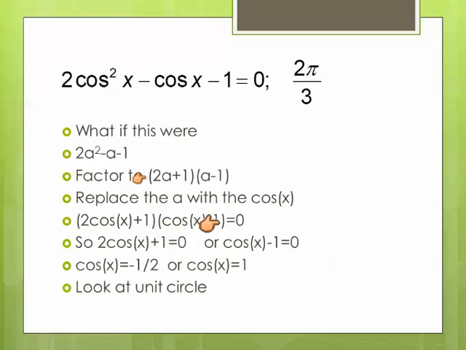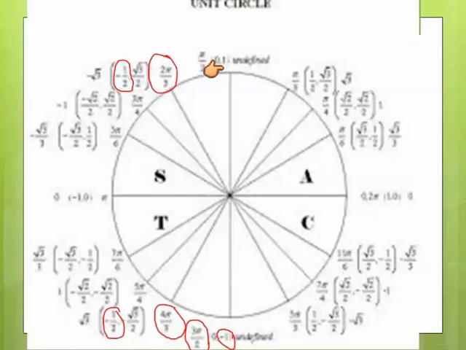Then using the zero property, if the product of factors is equal to 0, one or the other is equal to 0. So 2 times cosine plus 1 equals 0, or cosine equals negative 1 half, or cosine minus 1 equals 0, or cosine equals 1. Okay, let's go look at the unit circle again. Here's the cosine equal to negative 1 half, and here's the cosine equal to negative 1 half. So we're at 2 pi over 3 and at 4 pi over 3.